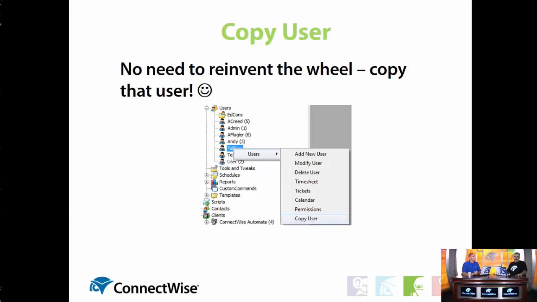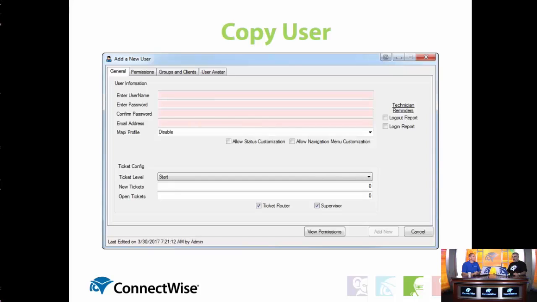So you're just going to right-click on the user you want to copy. In this case, the user I had open was Tall Guy, and then you're going to right-click on him and say, Users, Copy User. When you do that, you can see here are my 4 pinkish fields. Those are the only ones I need to fill out. I have to give them a username, I have to configure a password and confirm the password, and then I have to enter an email address.